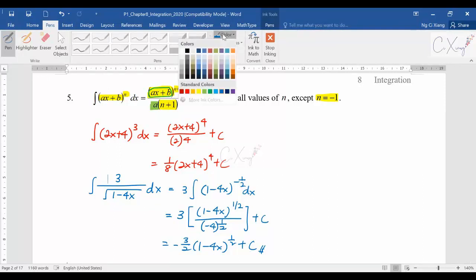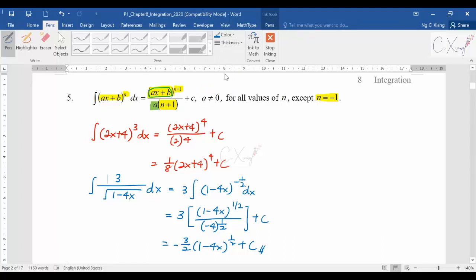Okay, so if no, then I want to ask you one question. Let's say I'm having this integration: x squared plus 2, then power 2. How can I do the integration for this?